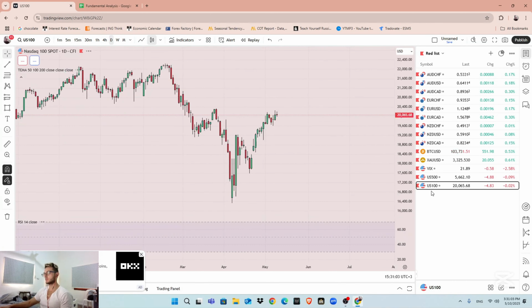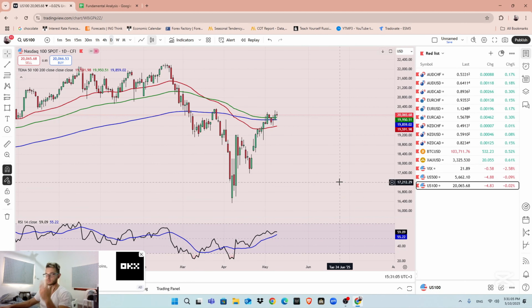US 100, which is the Nasdaq, same situation as the US 500. So this is everything for this week. Hopefully it was insightful. I am in one trade. I'm looking for 5 opportunities on Monday specifically. I have all limit orders checked.